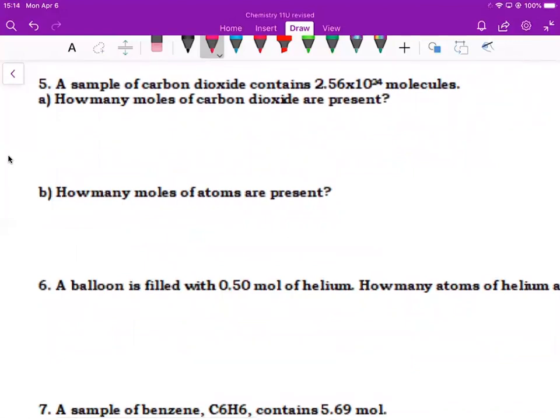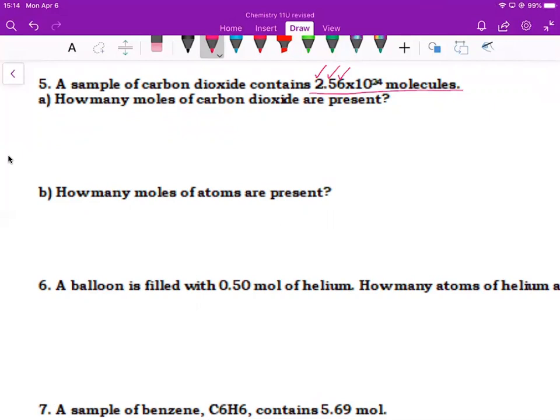Okay, so moving on to number 5. A sample of carbon dioxide contains 2.56 times 10 to the 24 molecules. In the last lesson I said everything depends on what you're reading, or the unit is dependent upon what you've read from the question. So this huge number, 2.56 times 10 to the 24, is based off molecules of carbon dioxide. Also, we have 1, 2, 3 numbers of significance. How many moles of carbon dioxide are present?